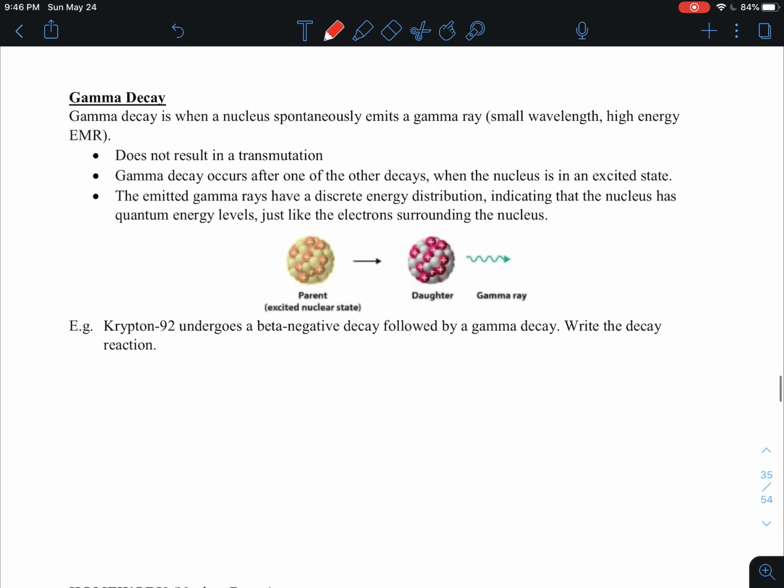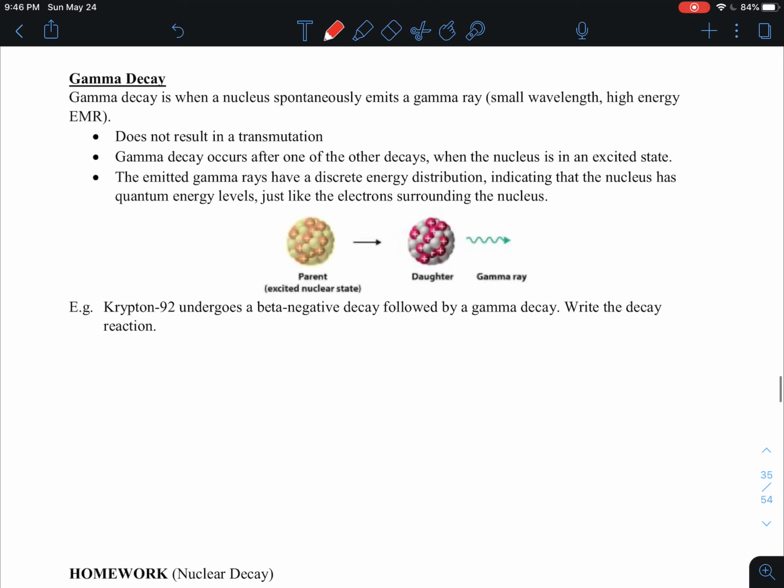All right, I'm going to skip over these examples just for time's sake. The last one I'm going to do here is gamma decay. Gamma decay does not produce transmutation. Gamma decay often happens alongside another type of decay. So sometimes when you see something followed by a gamma decay, it's basically a nucleus that's excited and releases some energy to be a little bit more stable. That's all that's happening through a gamma decay.